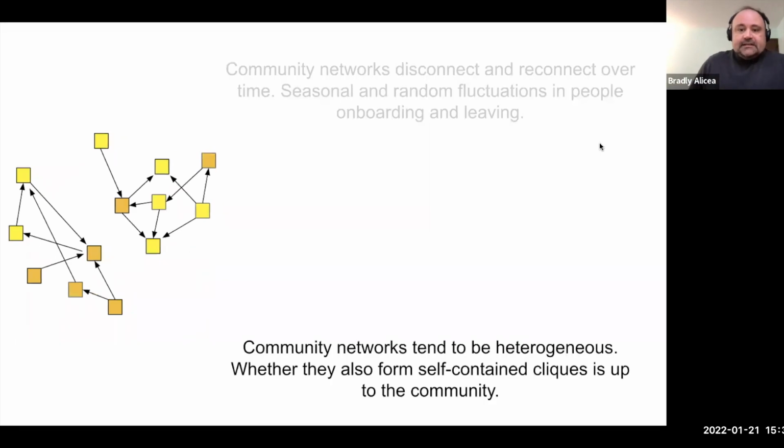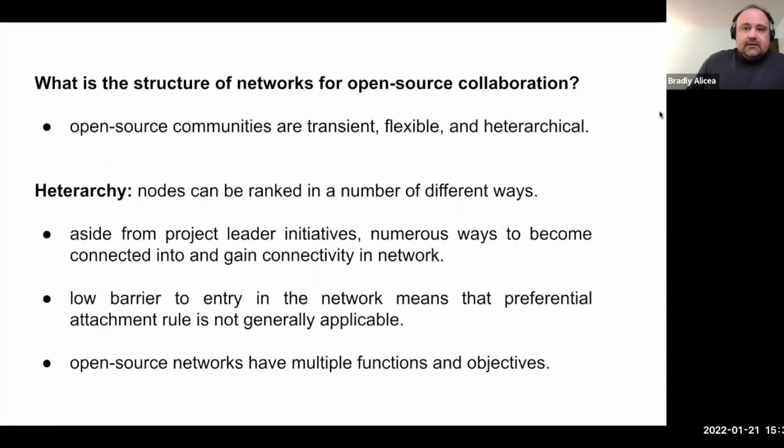The second trend is that community networks tend to be heterogeneous, which I mentioned previously. Whether they also will tend to form self-contained cliques over time is up to the community. So in this network, it's fragmented into two cliques, which are highly connected subnetworks of people who are talking to one another who have maybe similar disciplinary backgrounds, but there's no cross-communication here. So what is the structure of networks for open source collaboration? Maybe if we dive a little deeper into that, we can understand this better.